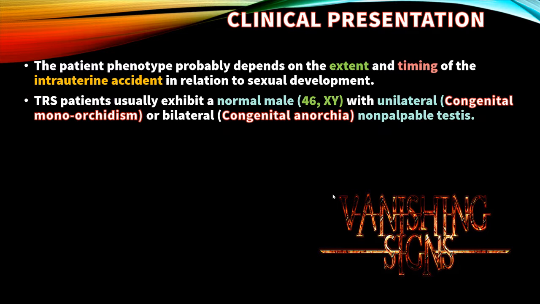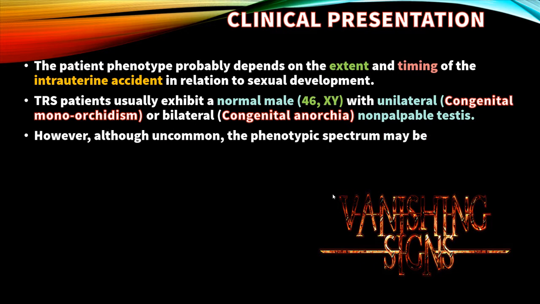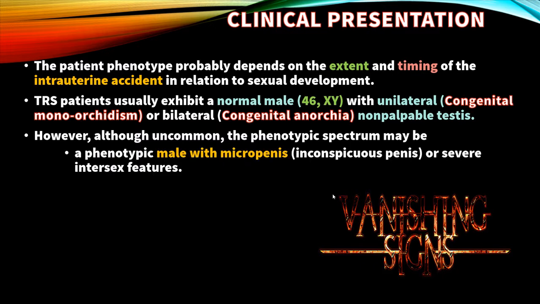TRS patients usually exhibit a normal male 46,XY with unilateral congenital monorchidism or bilateral congenital anorchia, non-palpable testis. However, although uncommon, the phenotypic spectrum may be: one, a phenotypic male with micropenis, inconspicuous penis, or severe intersex features; two, phenotypic female.